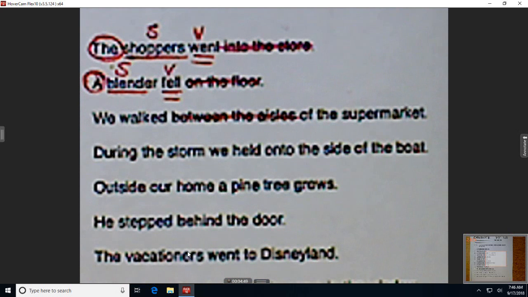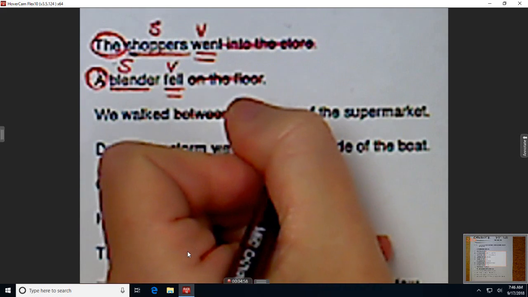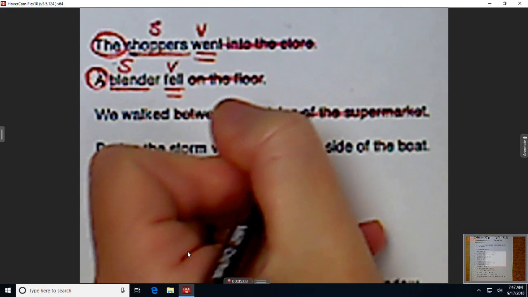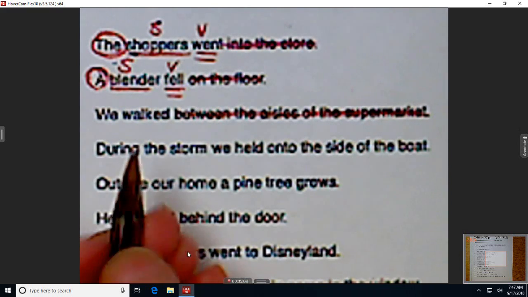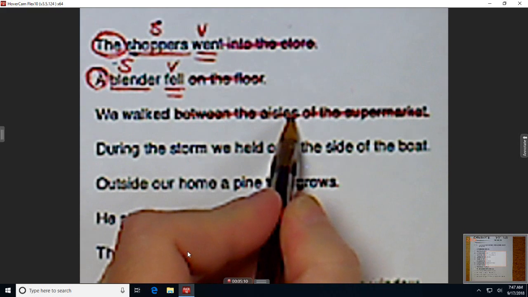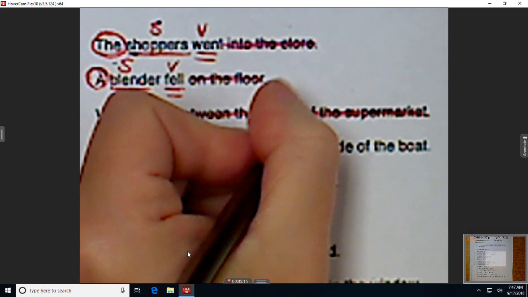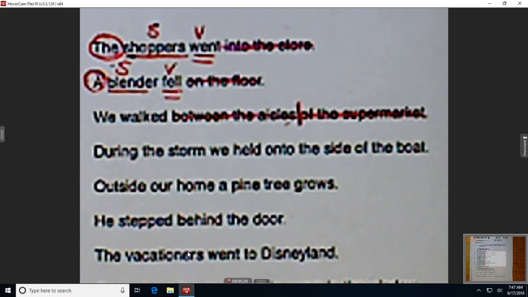Do I see any more prepositions in this sentence? Of is my next preposition. So I want to make sure that my lines don't connect. So I've picked up my pencil, and now I'm going to start at of. Of the supermarket is my second prepositional phrase. When I go through and grade this, I want to know that you can realize that between the aisles is a prepositional phrase and of the supermarket is a prepositional phrase. If you're worried I'm going to think the two join each other, you can put a little line between them so that I know you know they are two separate prepositional phrases.